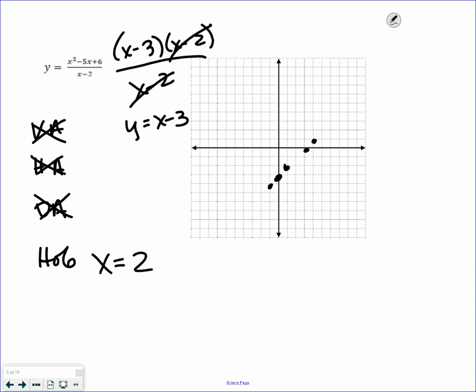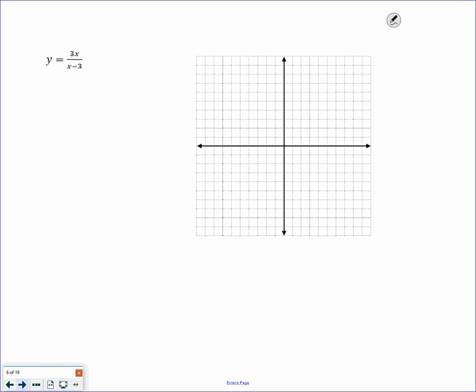Notice that I skipped a point there. I have a line that has a hole in it when x is 2. Next one: vertical asymptote, horizontal asymptote, oblique asymptote, and hole.